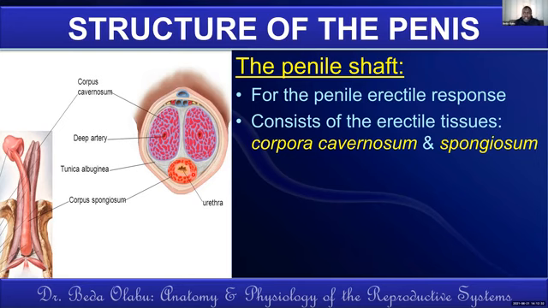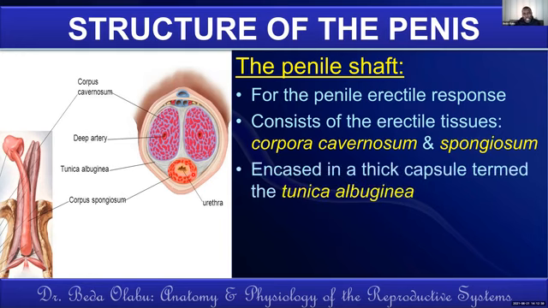It's like 3 cylinders within one big cylinder. The one big cylinder is a thick connective tissue covering that encases the 3 cylinders. That thick connective tissue covering is what we are calling the tunica albuginea. There are some veins just beneath the tunica albuginea. We call them subtunical veins. I'll be talking about them as we talk about the penile erectile response towards the tail end of the lecture.